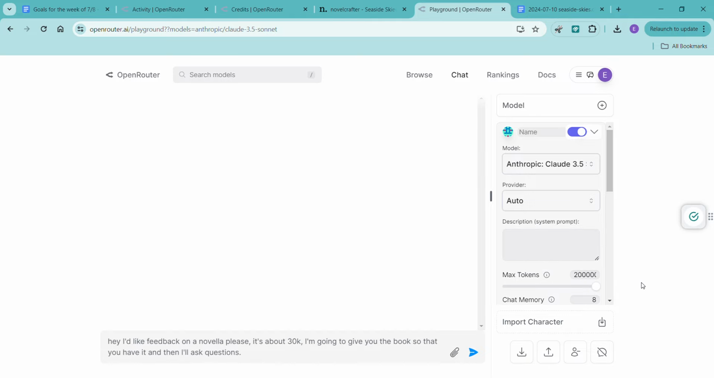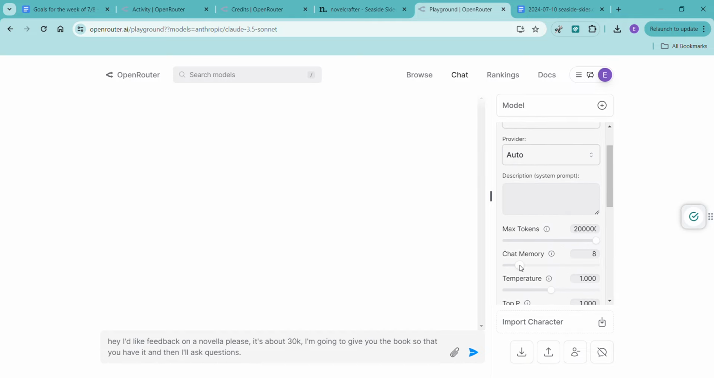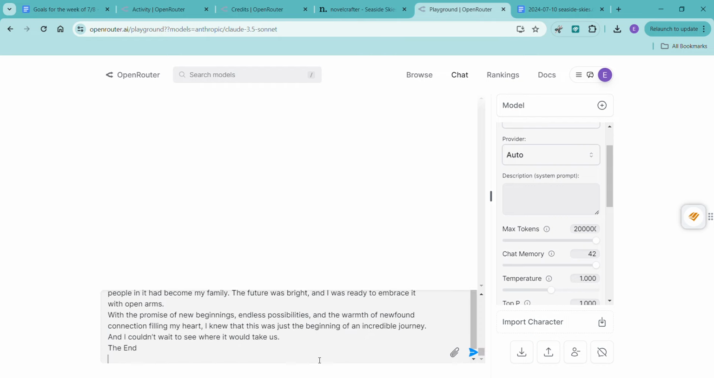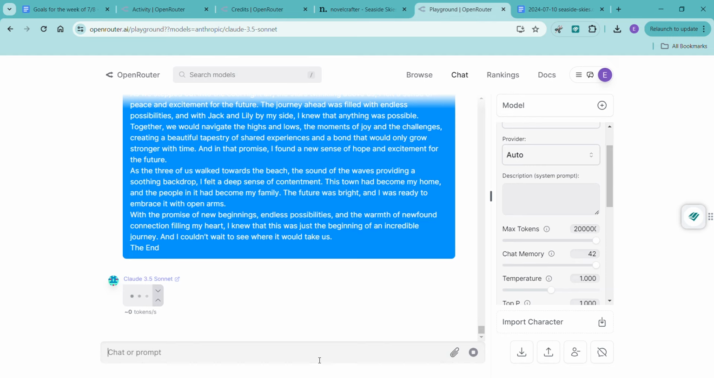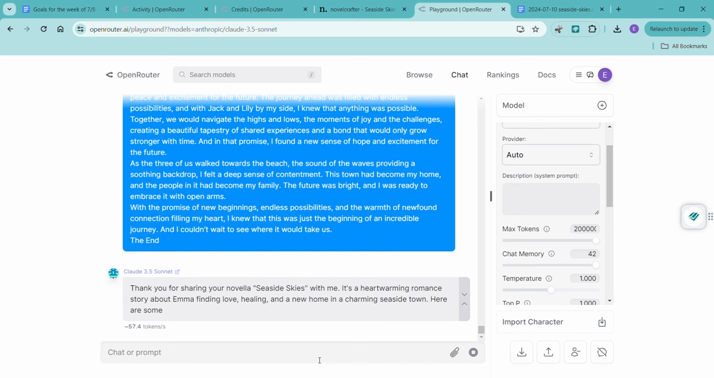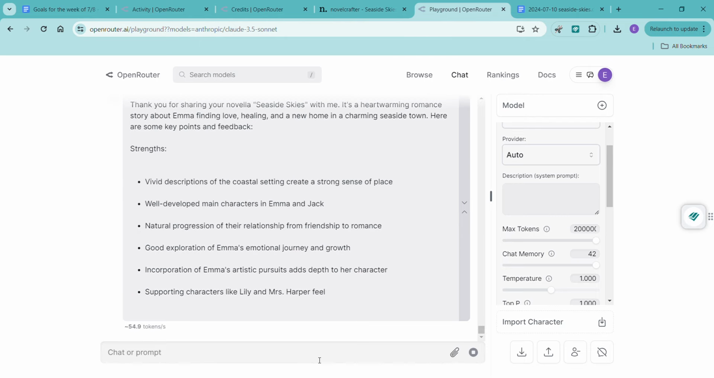I'm going to go ahead and max tokens, max chat memory for what we're doing right now. Here's the book. Send it out, see if it gives us an error that it's too big. If not, great, but if it does, that's okay. Okay, it's not going to.